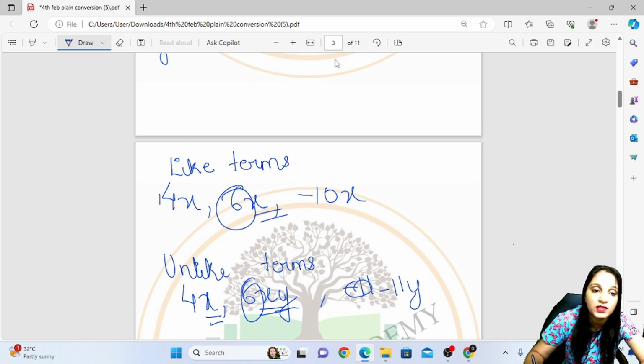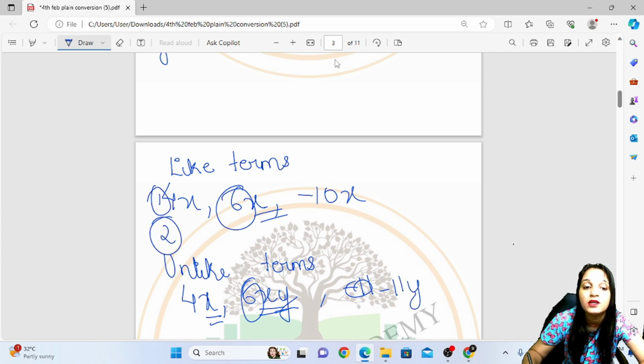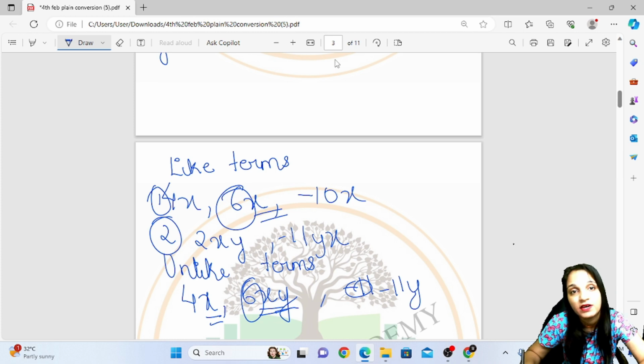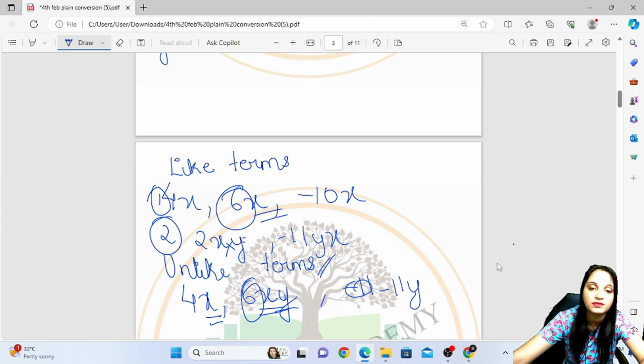Now this is one pair. The second pair may be 2xy, comma, minus 11yx. Why xy and yx? Because x into y is xy, and y into x is also xy or yx. So we can write it the same. So these are the like terms and these are the unlike terms.